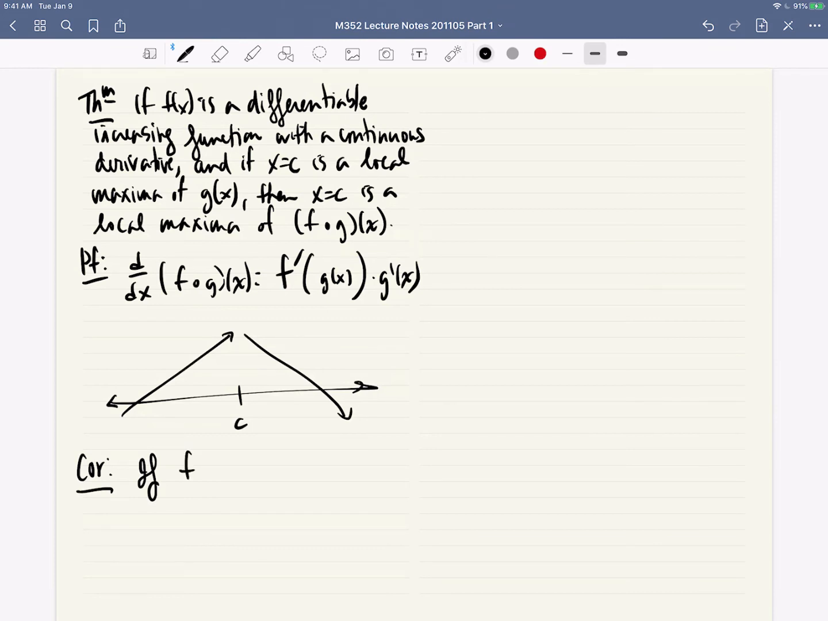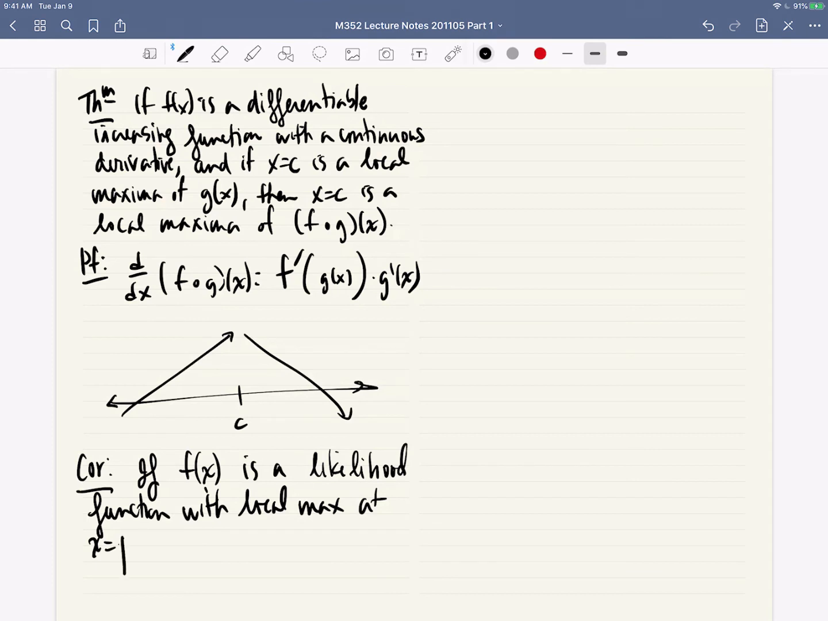If f of x is a likelihood function with a local max at x naught equals p naught, then the log of f of x has a local max at the same point. Okay, because the logarithm function is a monotonically increasing function.